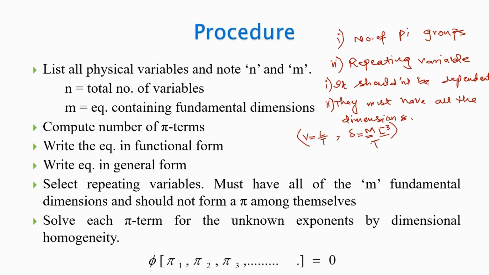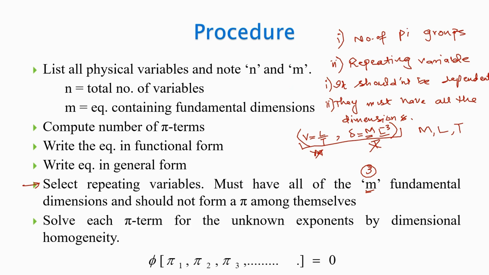Here there is no T. T is missing here, M is missing here, but here T is available, and in this variable M is available. So all of the repeating variables must have at least M, L, and T in them. So the point written here is that selecting repeating variables, they must have all the fundamental dimensions, mean they must have three dimensions. There should be at least one time M, one time L, and one time T in all the repeating variables. If all of the repeating variables contain at least once M, L, and T, then they can be selected as repeating variables.